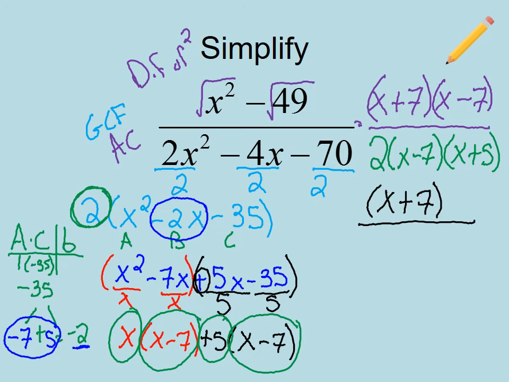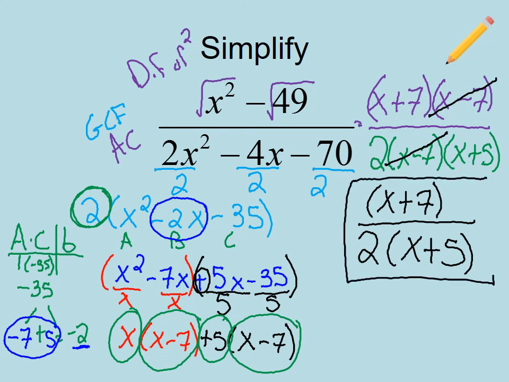Now I have an x minus 7 on the top. I also have one on the bottom. Those are going to cancel. Now on the bottom I have a 2. Can't do anything with that. That needs to stay. And I have an x plus 5, and there's not one of those on the top. That needs to stay. Now this is going to be my final answer, because I can't break any of these down. What's in parentheses aren't exactly the same.